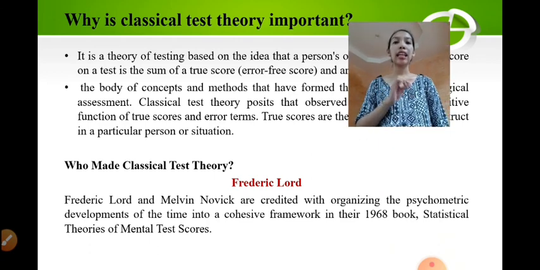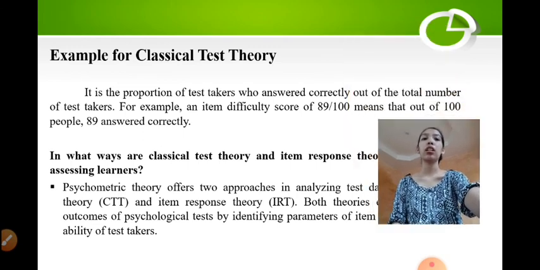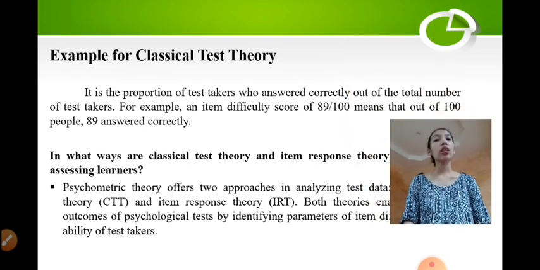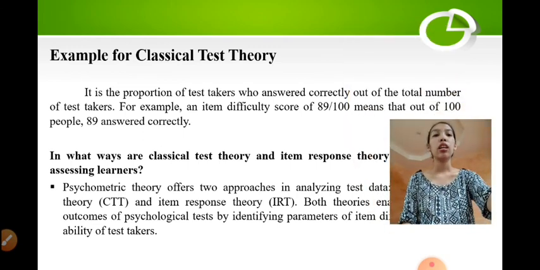So who made classical test theory? Who introduced it? Frederick Lord. Frederick Lord and Melvin Novick are credited with organizing the psychometric developments of the time into a cohesive framework in their 1968 book, Statistical Theories of Mental Test Scores. They are the founders. So these are the examples for classical test theory that we discussed.